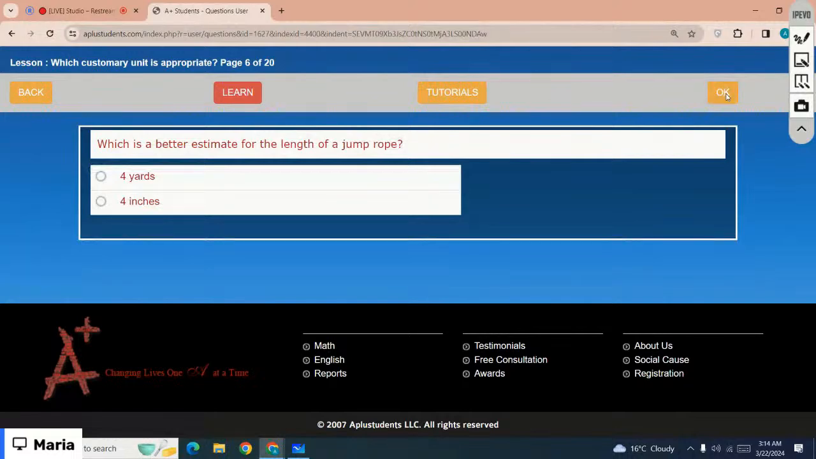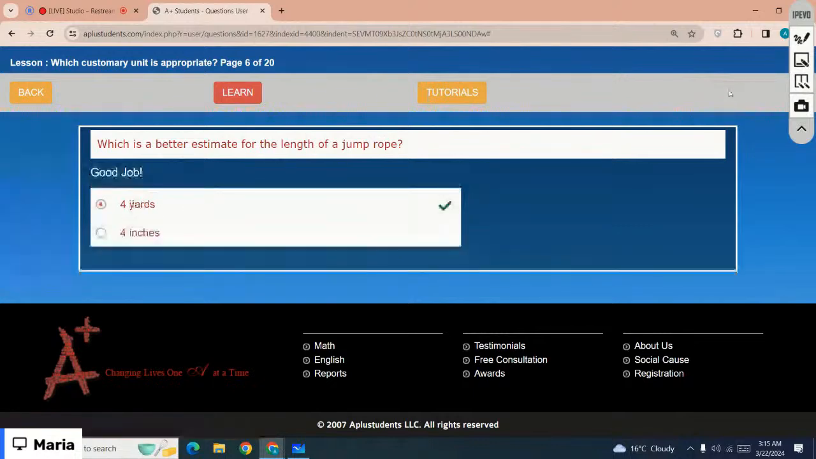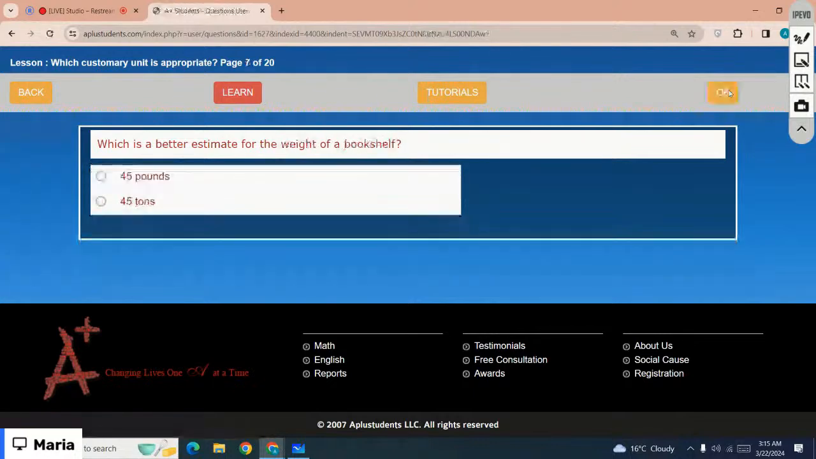Which is a better estimate for the length of a jump rope? So, which is the correct option? 4 yards, 4 inches. That is 4 yards, right? Because 4 inches is too small for a jump rope. But 4 yards is too much, I think. No, it's 4 yards. 4 yards it is, not 4 inches.